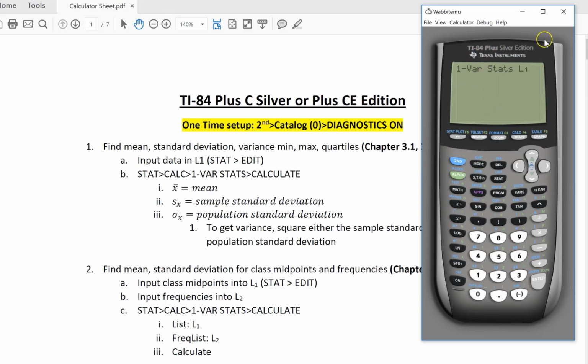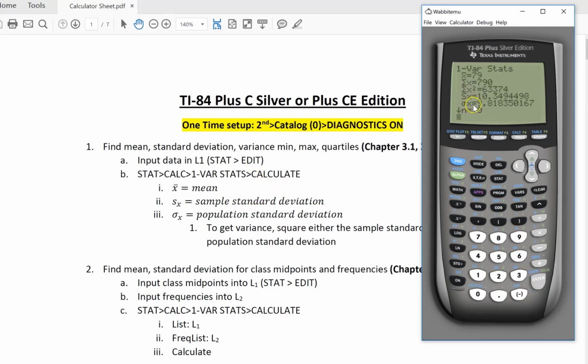So if you do have this calculator, I would maybe make some notes on your note sheet of anything that you might not be certain on. And even if you do have these calculators, if you're still not sure how to do something, write down. These notes might not be perfectly clear.